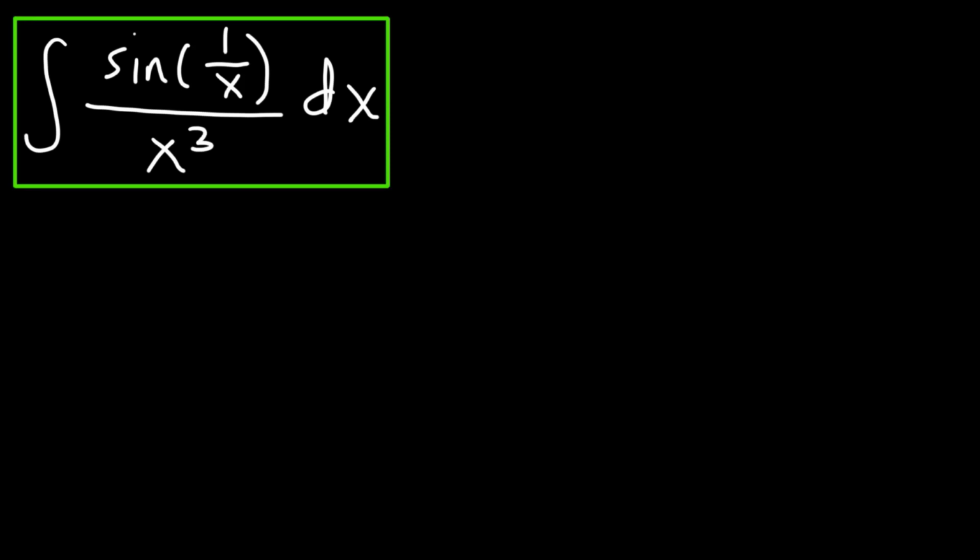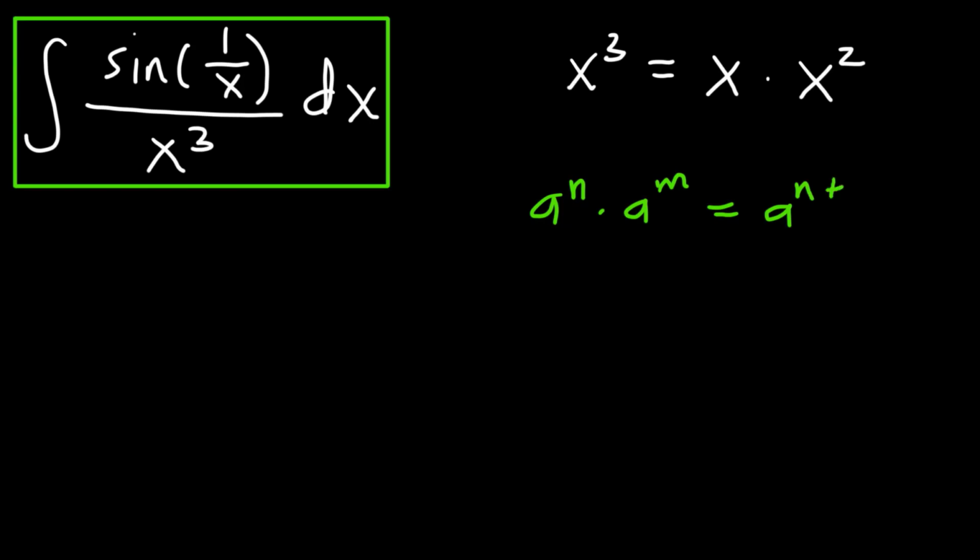First of all, if you look at x to the power of 3, we can express it in a different way using the rules of exponents. x to the power of 3 is the same as x times x to the power of 2. From the rules of exponents, whenever you have a to the power of n times a to the power of m, this will be equal to a to the power of n plus m. In simple terms, whenever you are multiplying by the same base, you add the exponents. In our case, the first x variable has a power of 1, and therefore 1 plus 2 will give us 3.